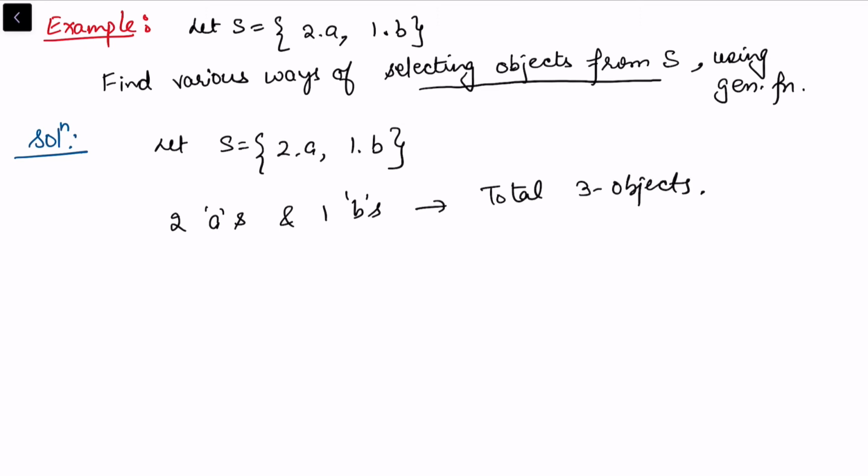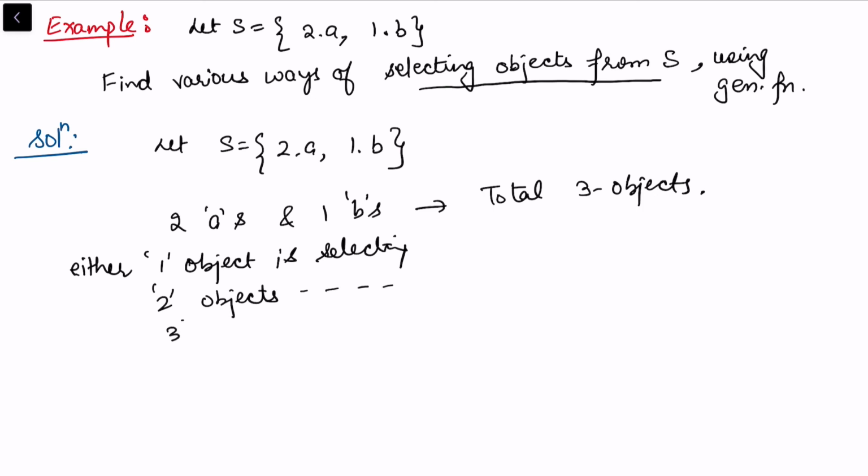That means we can select either 1 object, or 2 objects, or 3 objects. And this is the question. So keeping this in mind, let's consider the generating function. So here we will construct a generating function for this.